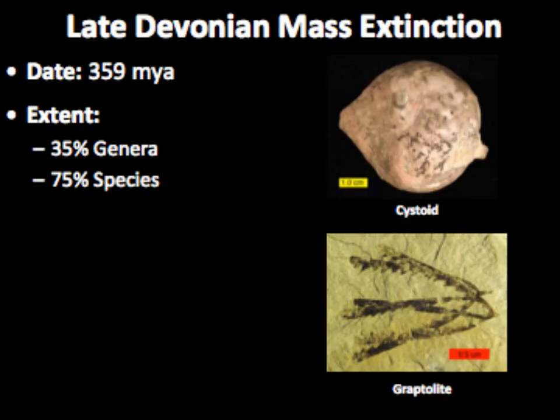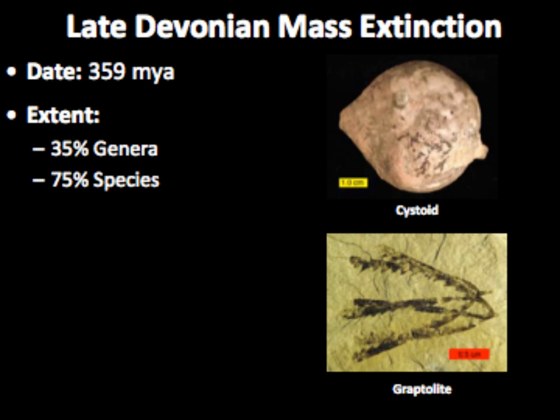On to the late Devonian mass extinction. This is called the late Devonian mass extinction because it took place in two distinct pulses that were near the end of the Devonian period. So it's not called the end Devonian mass extinction, but the late Devonian mass extinction. It took place around 359 million years ago. Again, there's a range of time there. And its extent, a mass extinction, pretty massive, not as massive as the end Permian by any means.